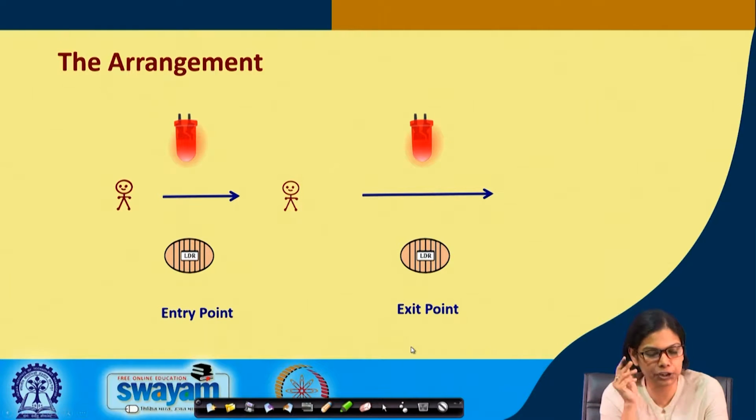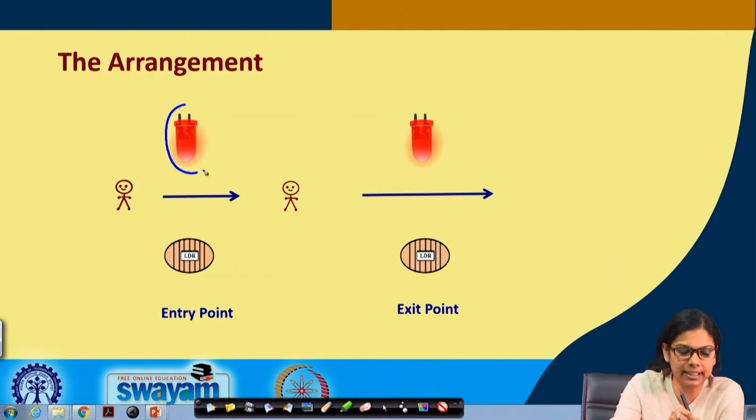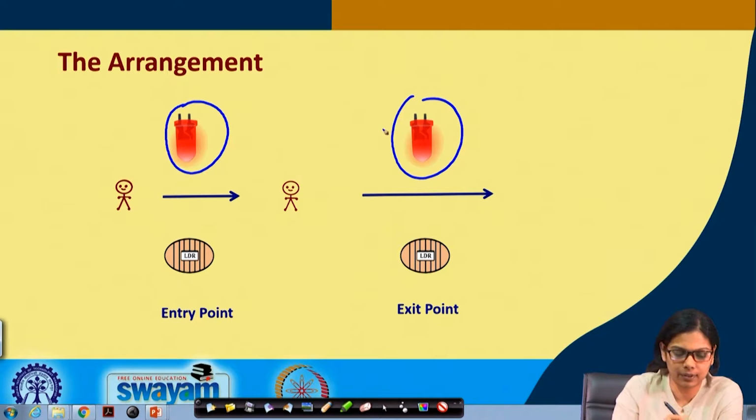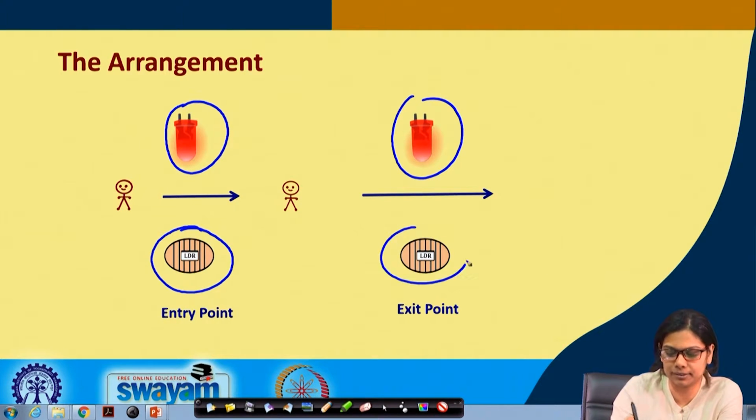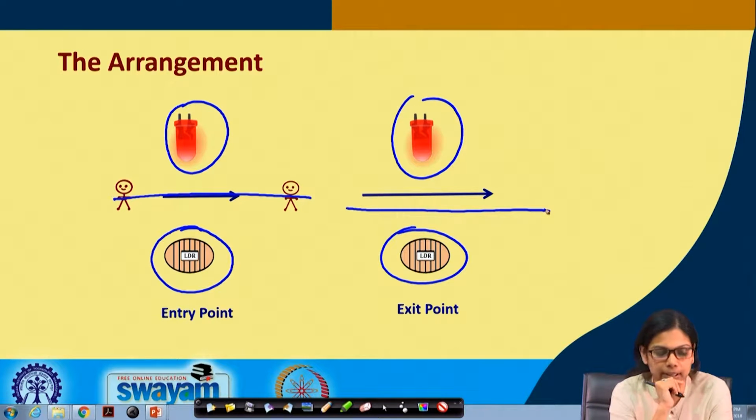So, this is how the arrangement goes. Sometimes, to make the arrangement very proper, we can actually connect an LED here, and place the LDR here. Whenever there is an interruption here, that means a person has entered. Whenever there is an interruption here, a person has exited. So, these are the 2 scenarios where you can use this.